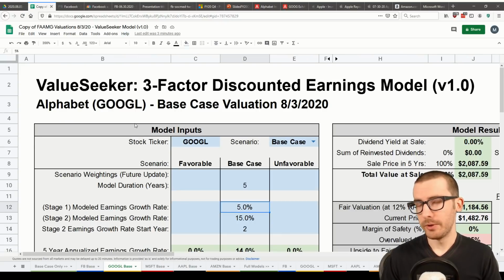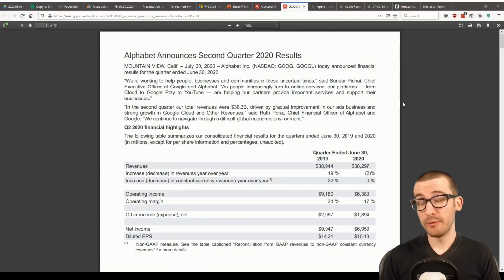So the next stock I want to look at is Alphabet, whose main property is Google. Now, in the second quarter of June 2020, for the first time in its history as a public company, Alphabet or Google reported a decrease in revenue. In this case, revenue for the quarter was down roughly 2% compared to the quarter a year ago.